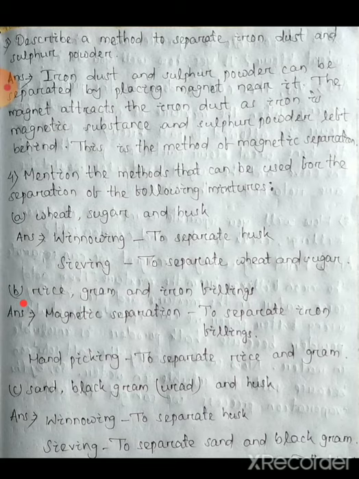The third one: sand, black gram and husk. Husk is there, that means it must be winnowing. By the process of winnowing we can separate it. So the first method is winnowing to separate husk. The second method is sieving to separate sand and black gram. Black gram is larger in size compared to sand. So by using a sieve, the sand passes through the sieve, whereas the black gram stays in the sieve. In this way we can separate it.